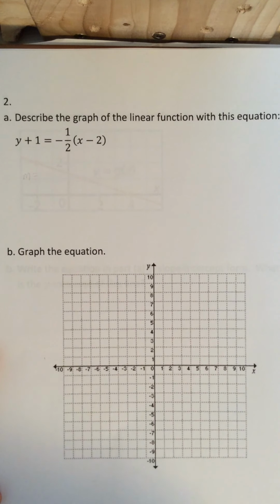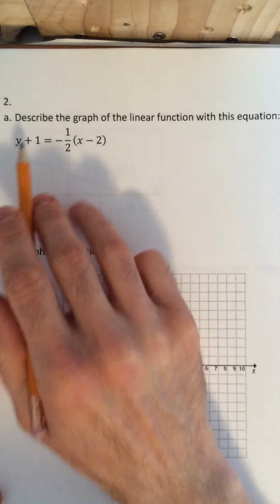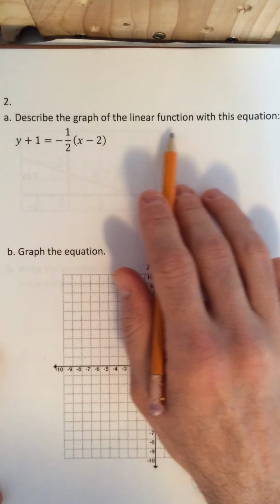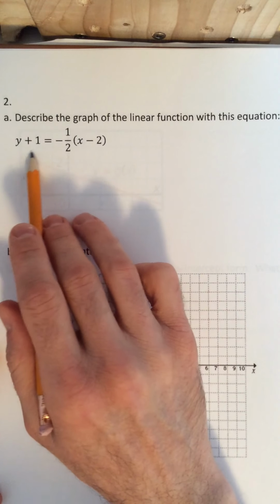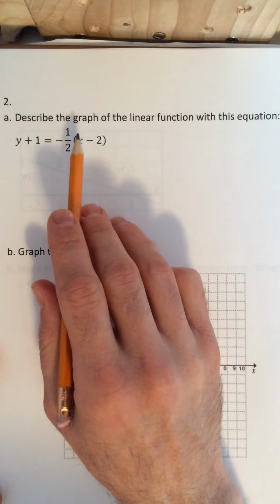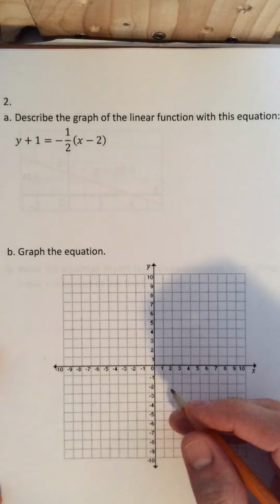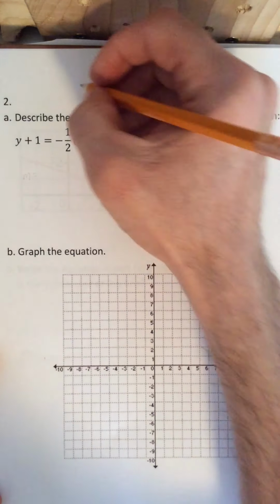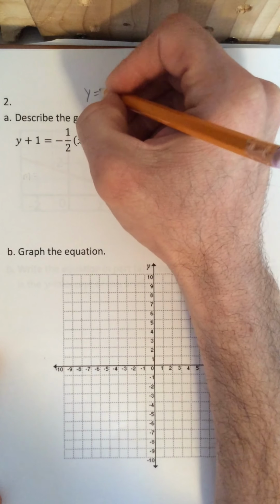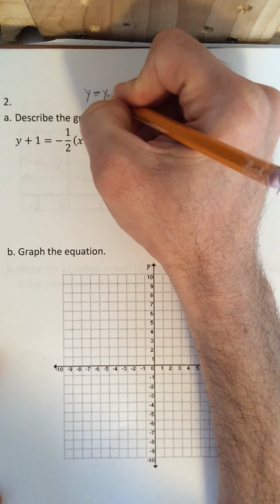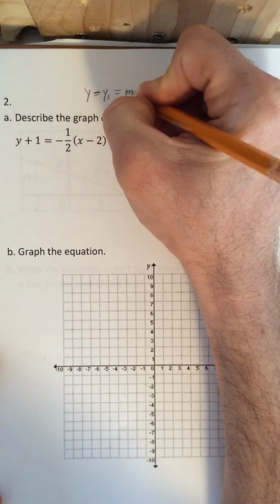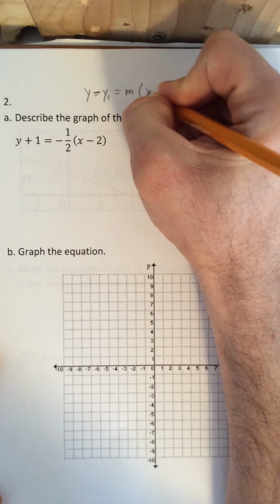Now we'll look at a second problem to do with slope-point form of linear functions. Describe the graph of the linear function with this equation: y plus 1 equals negative 1/2, and in brackets x subtract 2. If we're looking at describing this function in slope-point form, we have to find two important elements, which are the slope and a point on the graph.